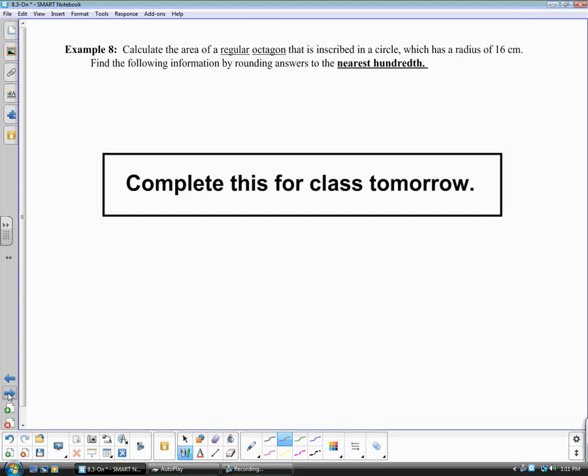For example number 8, your task is to complete this example for tomorrow. This is your quiz to prove to me that you have watched the video. This example is very, very similar to example number 1. If you would like a diagram, pretend that you have an octagon drawn. This is one side of the octagon. Drop down your perpendicular, and the radius is 16 centimeters. So there's your 16 centimeters.